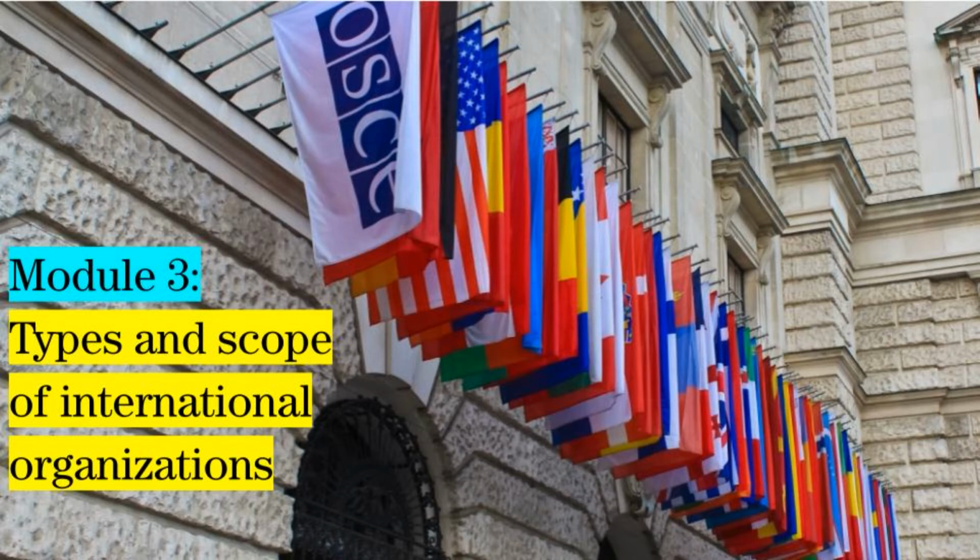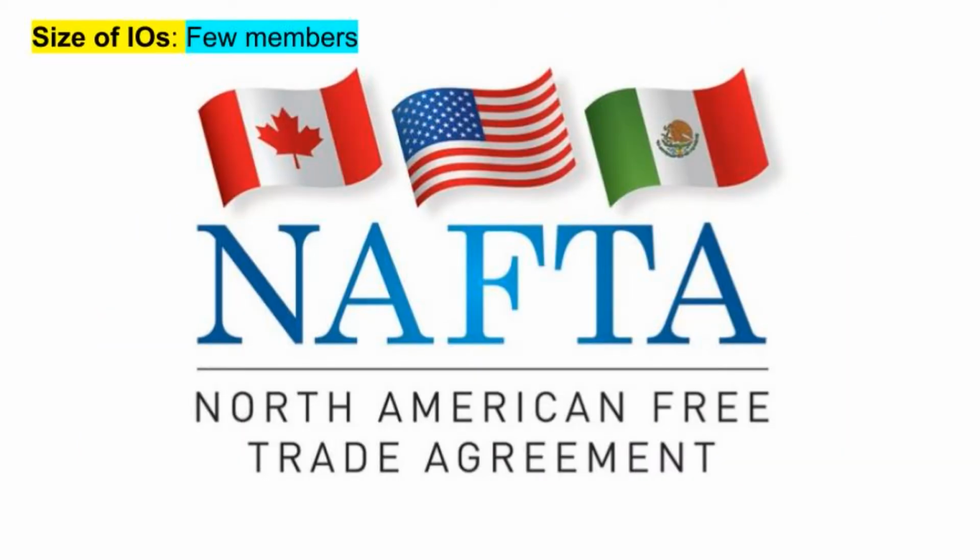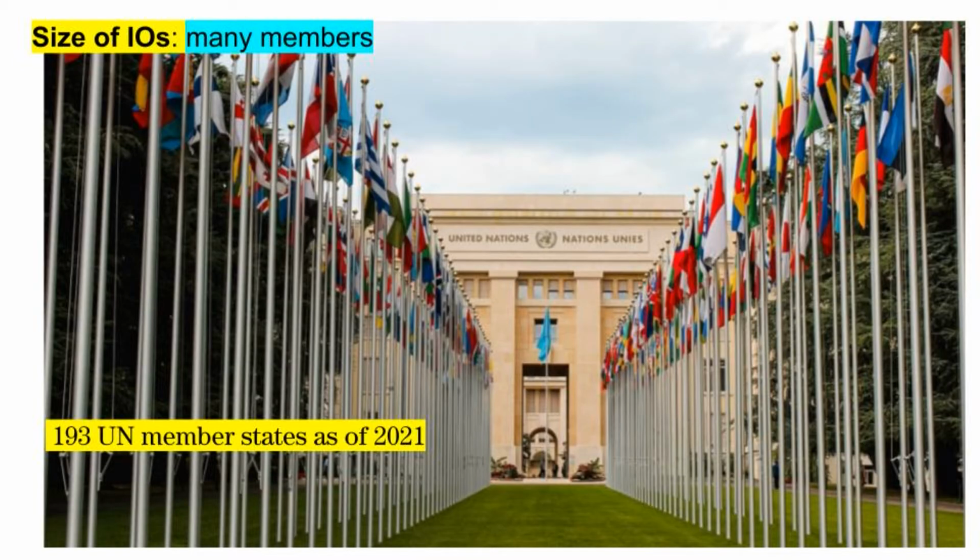Despite the use of standard definitions to describe international organizations, their universe is very diverse due to their differences in size, geographical scope, tasks, and functions. As for the size, international organizations can include few members, 3 as in the case of the North American Free Trade Agreement, NAFTA, or a large number as the United Nations, which as of 2021 includes 193 member countries, with South Sudan added to the list in 2011.